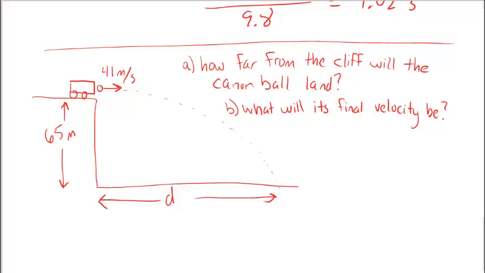So for the first part, you have to keep in mind that anything that travels in a horizontal velocity, that velocity never changes. We're not looking at air friction, and on a cannonball, it wouldn't be a ton of air friction. And so this velocity never changes.